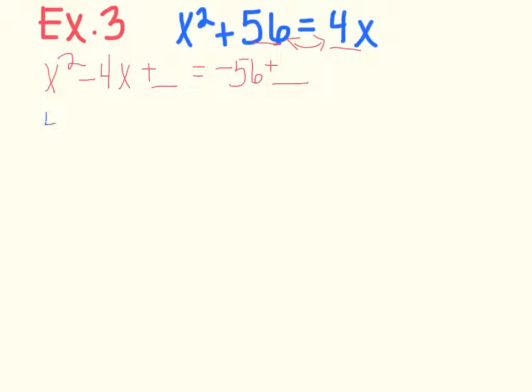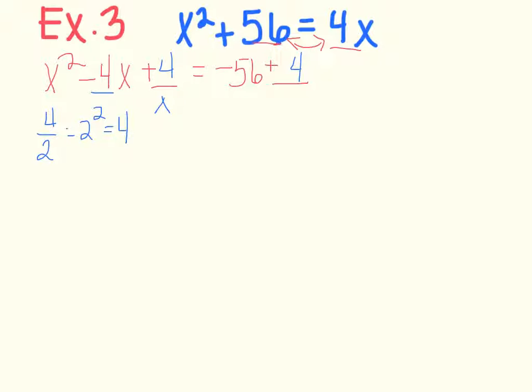So take half of 4. Don't worry about the negative sign. Just take half of 4 and then square our number to give us 4. Add 4, add 4. So now we have x squared minus 4x plus 4. We have negative 56 plus 4 over here.